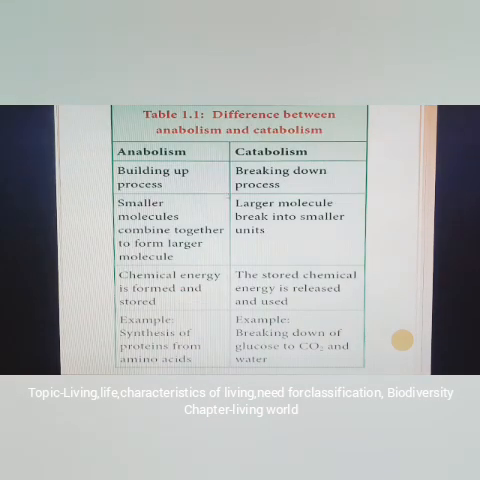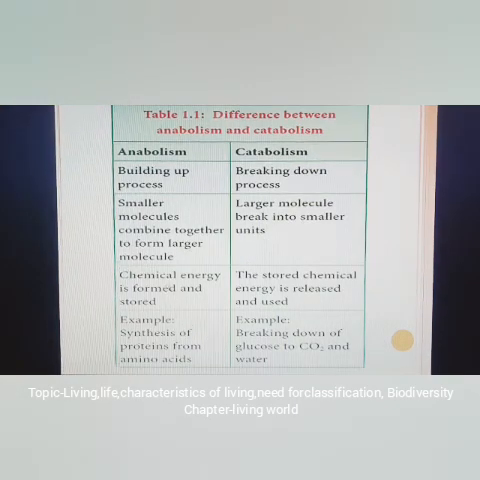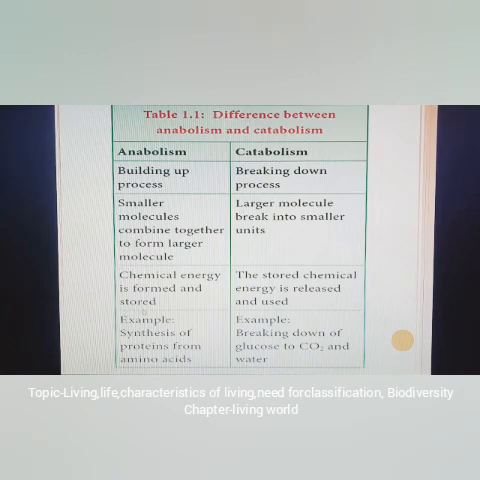Here actually the difference is given. Anabolism is a building up process, catabolism is a breakdown process, we already know. In anabolism, smaller molecules are getting accumulated and forming the larger, complex molecules. In catabolism, larger molecules are broken down into smaller subunits or smaller molecules. Here chemical energy is formed and stored. Here the stored chemical energy is released and used.